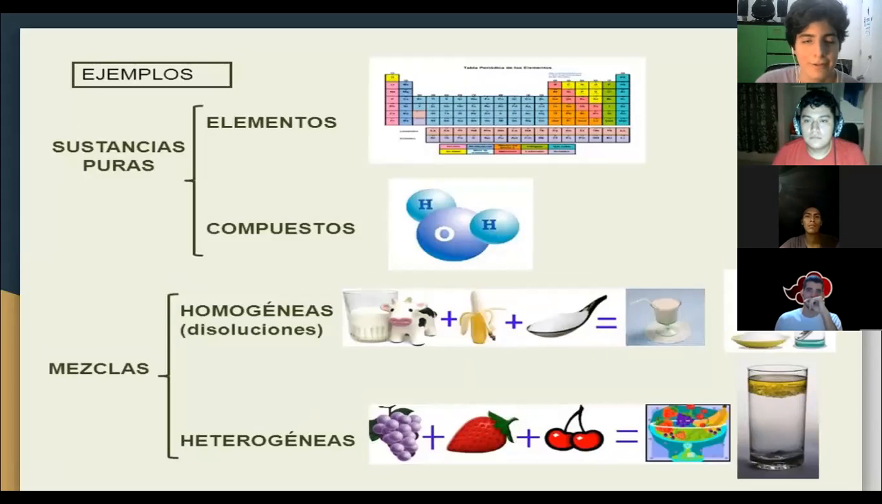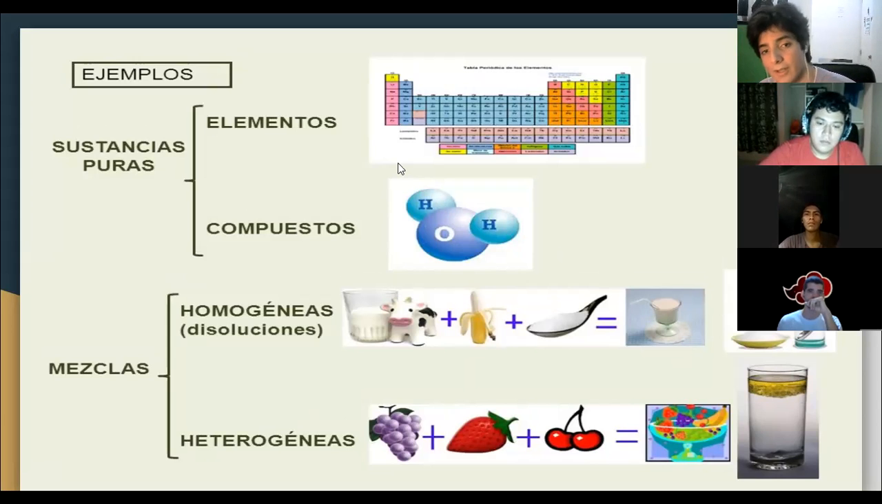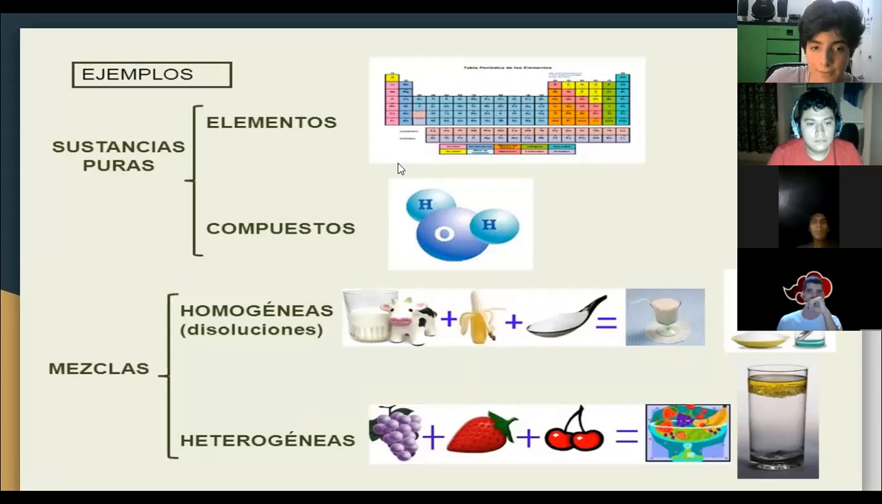As my partner was saying, matter can be separated and categorized into pure substances and mixtures. The pure substances are elements, which are found in the periodic table, and compounds, which are two or more elements together. The mixtures can be homogeneous, in which we cannot distinguish between the components of the mixture. Otherwise, in heterogeneous mixtures, we can clearly distinguish between the components of the mixture.